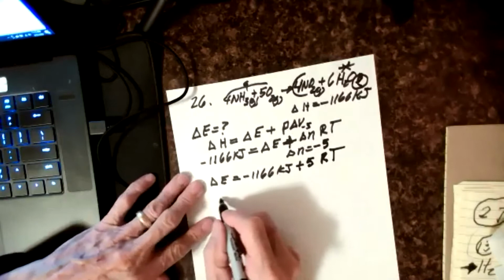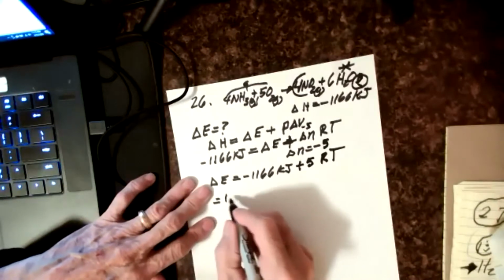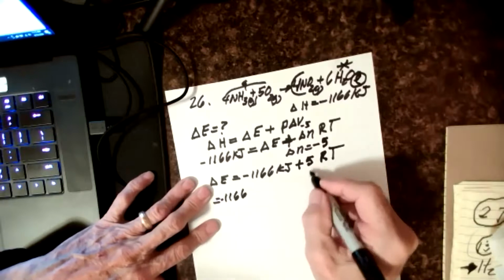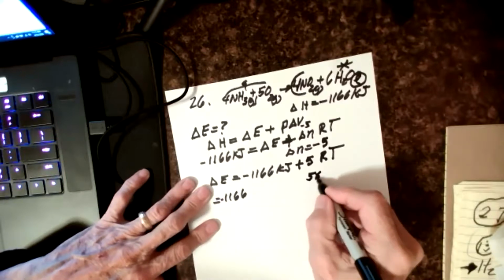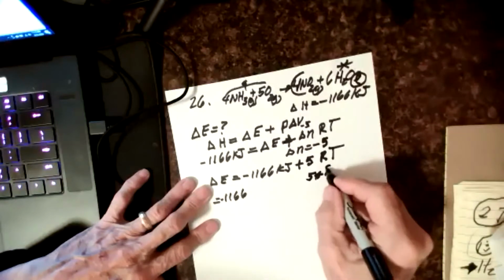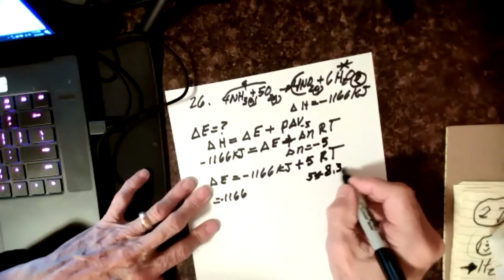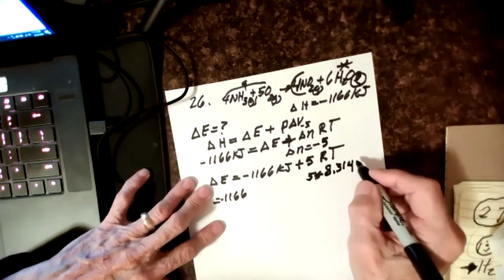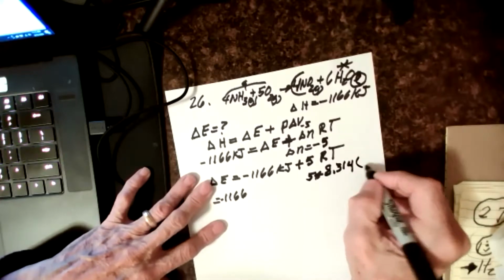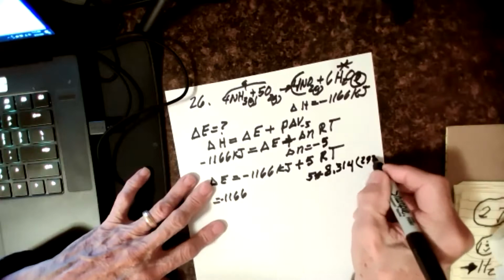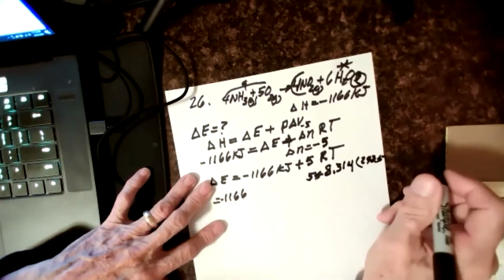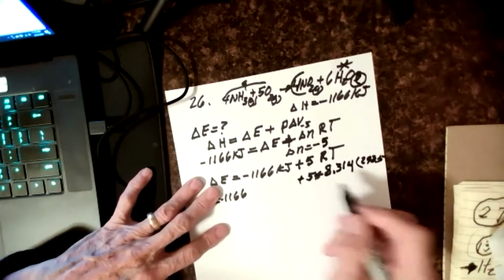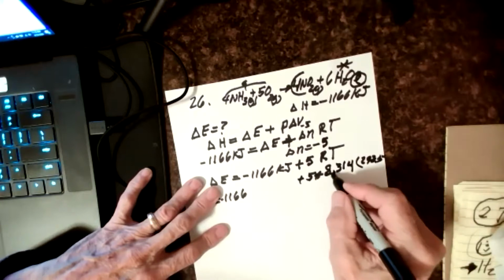Now, let's go ahead and set up minus 1166, and this is 5 times R, which is 8.314. It's in joules now. We have to use a joule value. Times the temperature, which is 298.15, unless we're given a different temperature. It was.